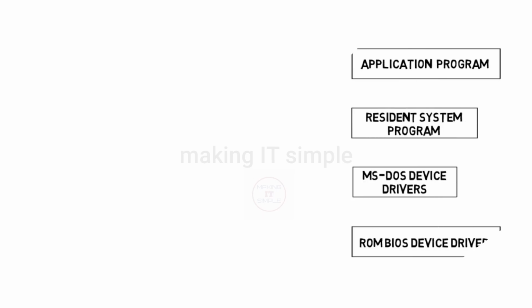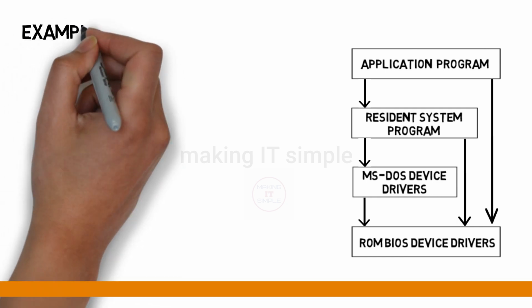Now let us see the connections. Application program can communicate directly with resident system program, and the hardware, that is ROM BIOS device drivers. Resident system program can communicate directly with MS-DOS device drivers and hardware. And at last MS-DOS device drivers can communicate with the hardware. Here we can see a systematic approach, but also we see that each one can access the hardware directly, without any restrictions.